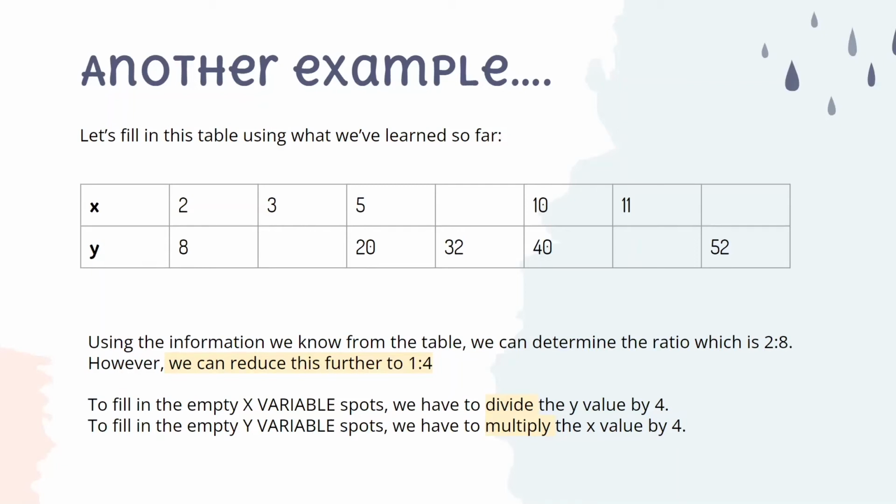So for example, to fill in the empty y value underneath 3, we have to multiply 3 by 4 to get 12. And to fill in the empty x value above 32, we divide 32 by 4 to get 8.